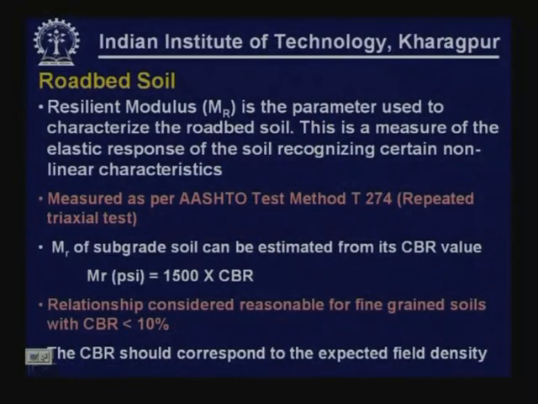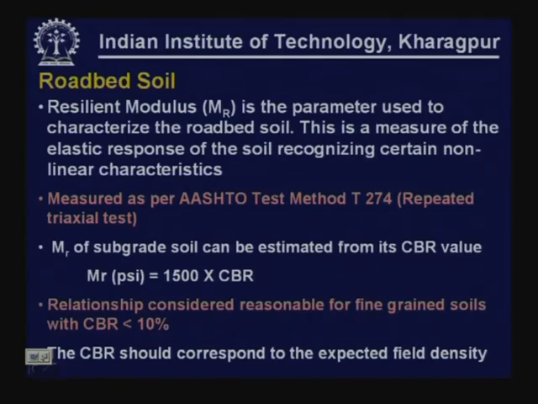We have a similar expression here where the resilient modulus value of subgrade soil can be estimated from its CBR value, given as MR in terms of psi equal to 1500 multiplied by CBR. This is exactly the same equation as MR equal to 10 CBR, where MR is in MPa. The relationship is as described in AASHTO guidelines. The relationship is considered reasonable for fine grained soils with CBR less than 10%.